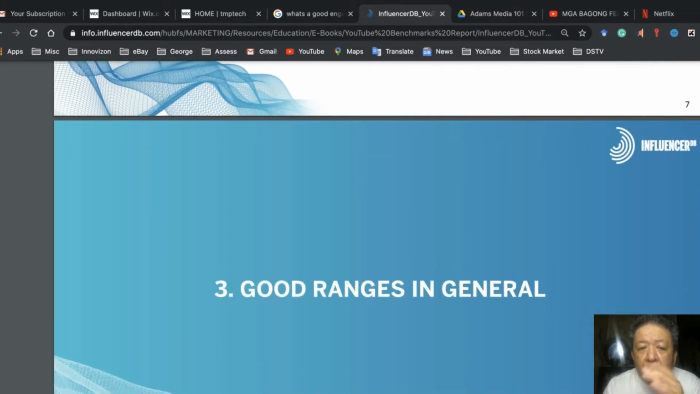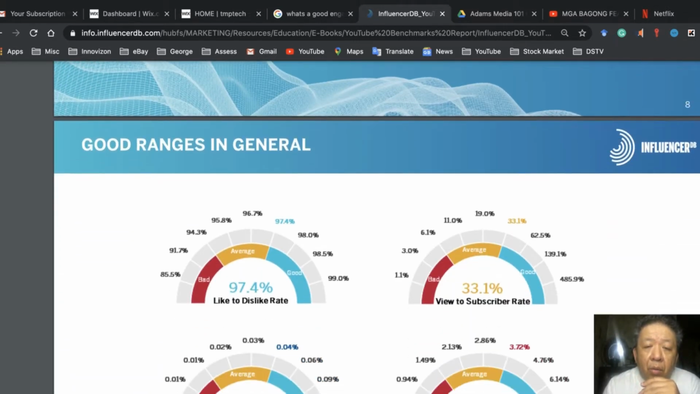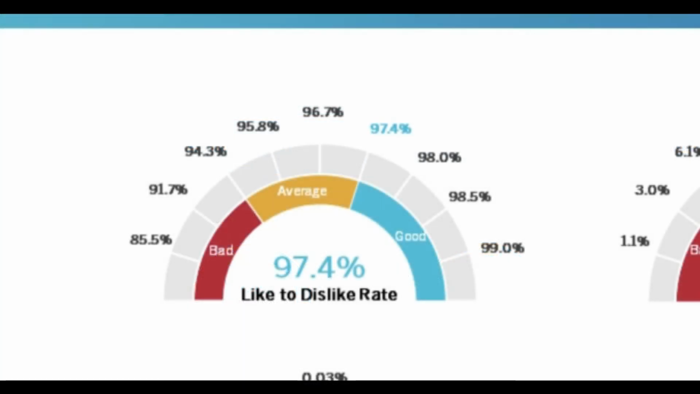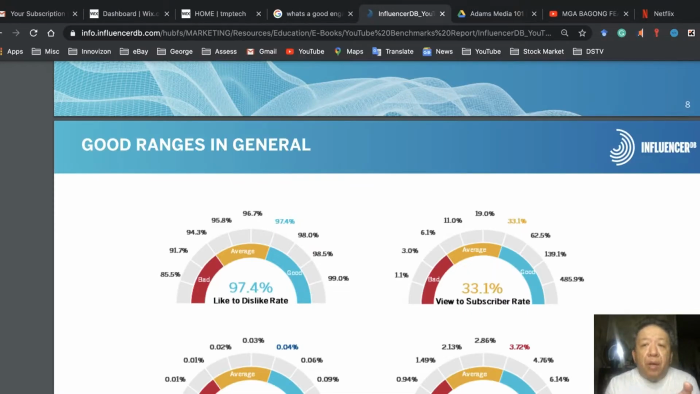So without further ado, these are the good ranges in general. We have 4 basic metrics. The first one is the like to dislike rate, and the 60% or good rating is about 97.4%. So what does this mean? For example, you have a total of 25 likes or dislikes, so if you add those who made either a like or dislike, and all 25 hit the like button, then that's 100%.